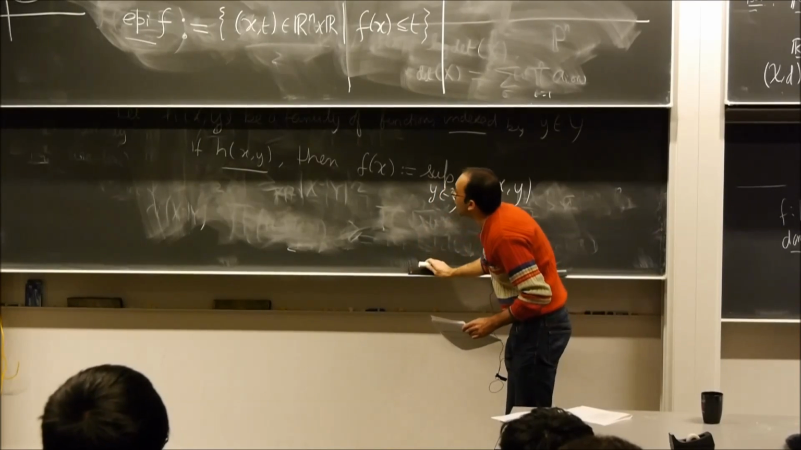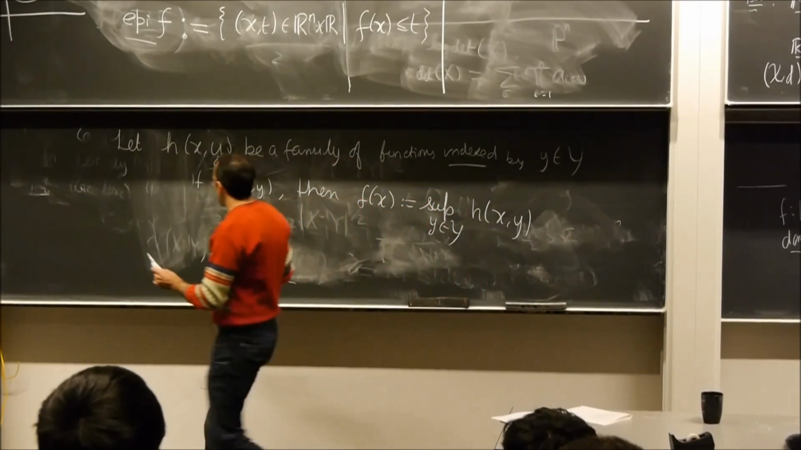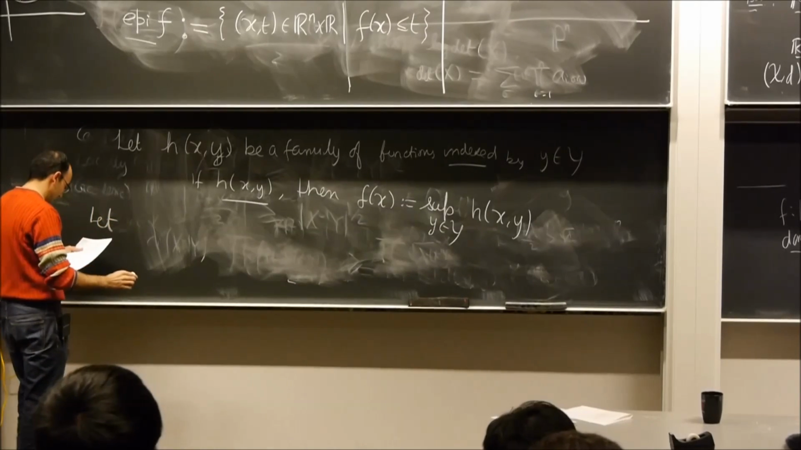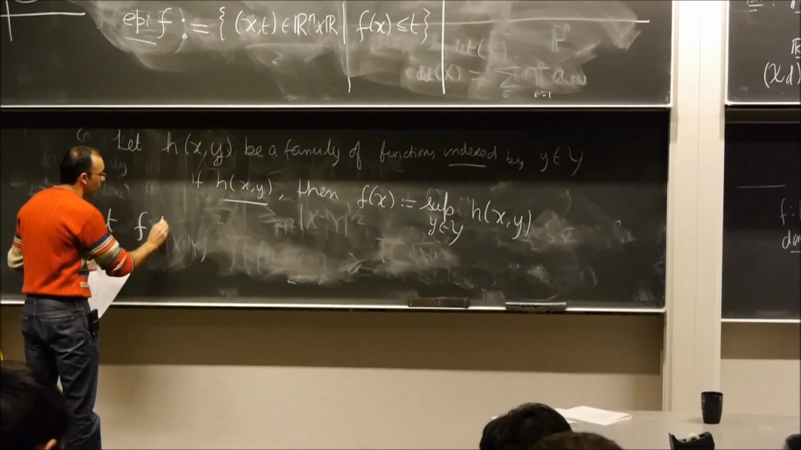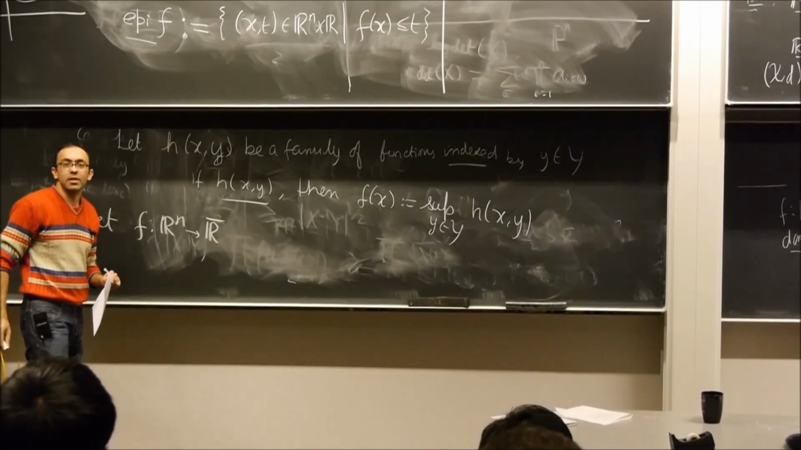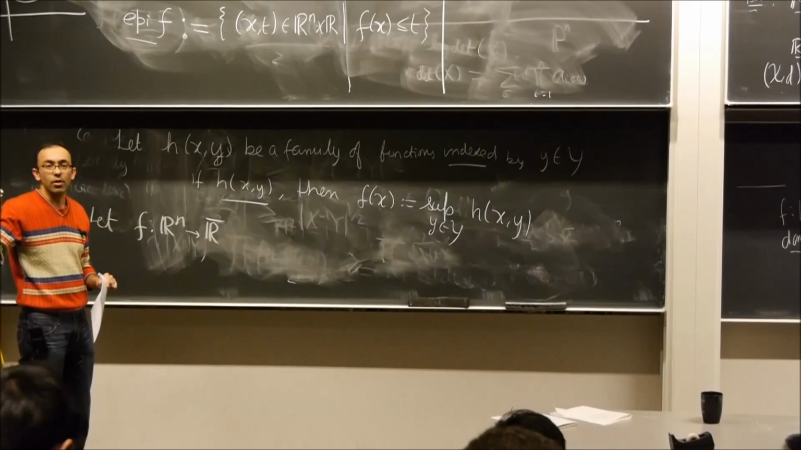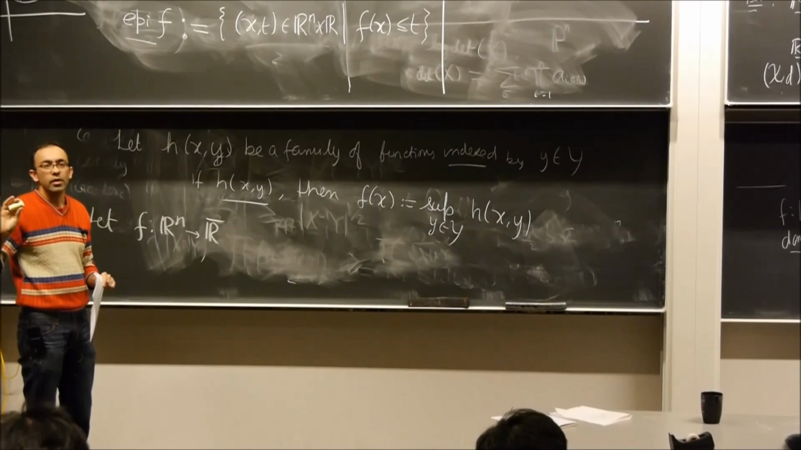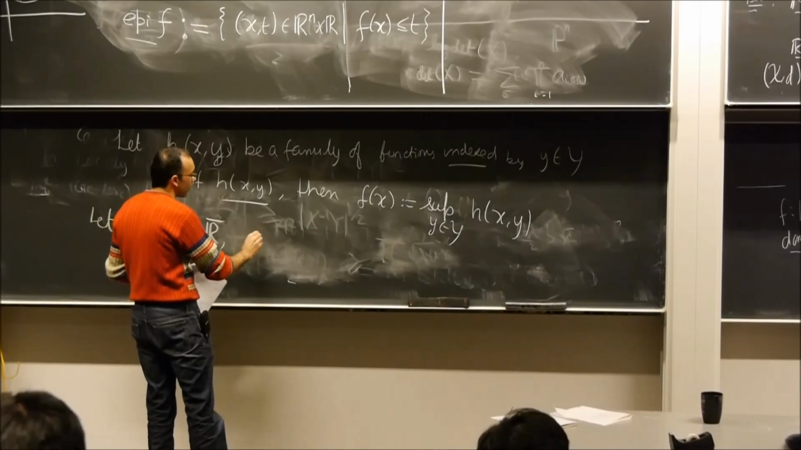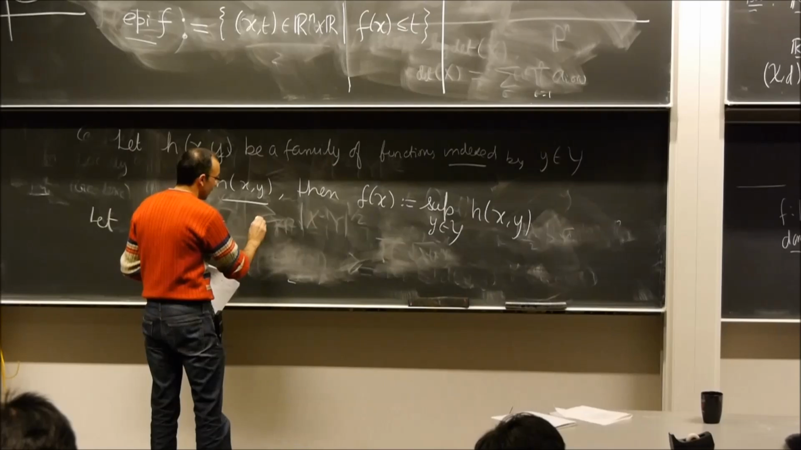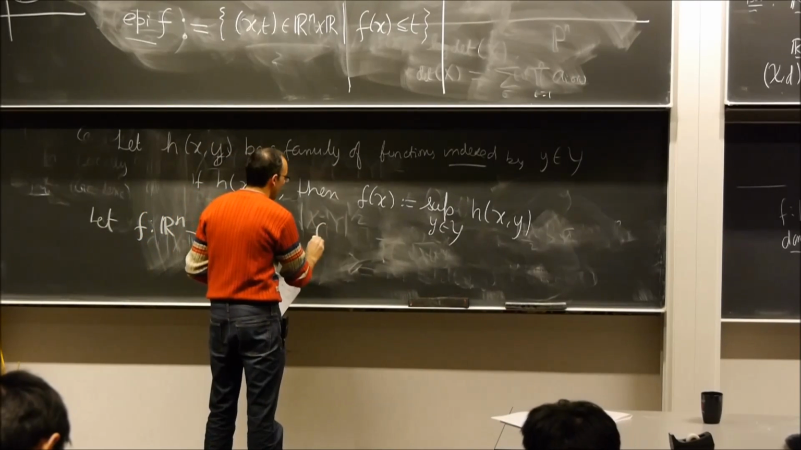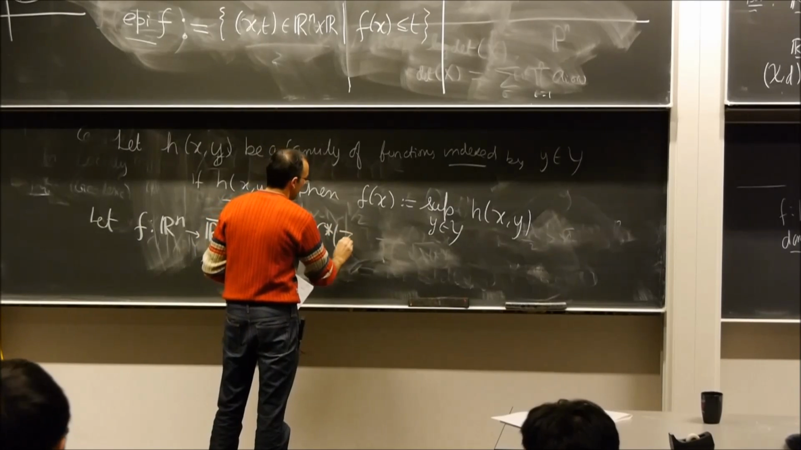Unfortunately, this is not so readable in this color. So again, let f from R^n to R bar, the extended real numbers, be any function. Not requiring f to be convex, it can be any function. Then define the following function. It's called f star of z.